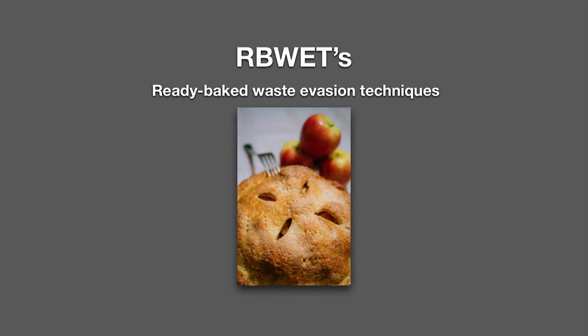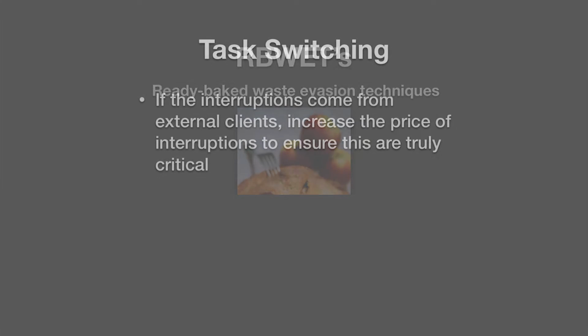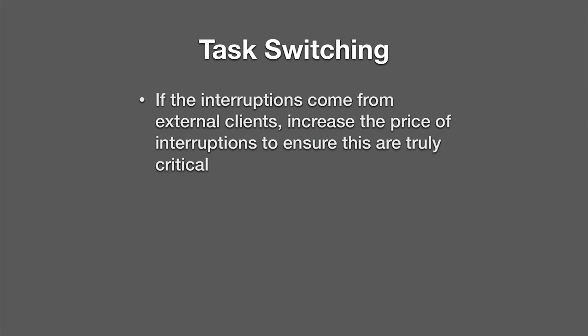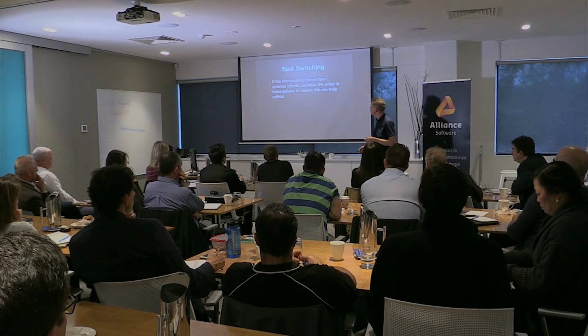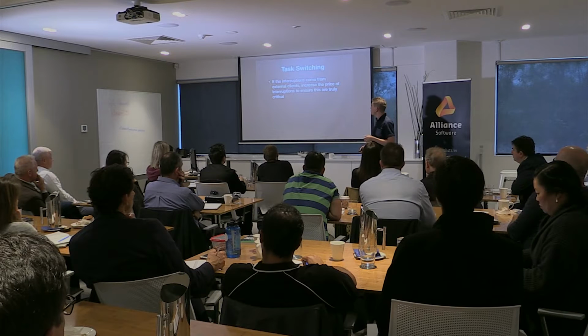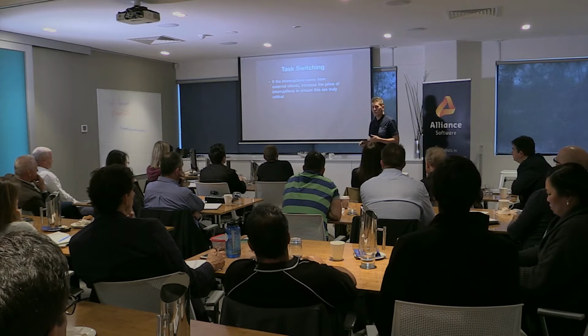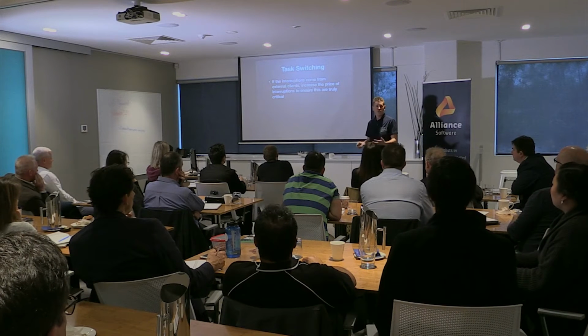So I've got some options in here, looking at a few of the types of waste we've talked about, and just looking at ways that you can address them. So task switching is the first one. This one's a pet peeve of mine, and so I've got a heap of different options when it comes to this one. If the interruptions come from external clients, consider increasing the price to the client of actually interrupting your process.